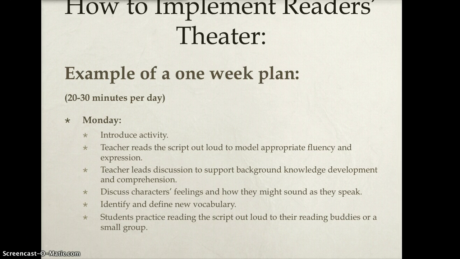The teacher can really add to that, though, by discussing how the characters are feeling and how they might sound as they speak based on those feelings. So you can see how we can really dive into comprehension and what the author is really trying to tell us about what's going on with this character. And then on Monday, the students can practice reading the script out loud to their reading buddies or a small group. And typically on a Monday, this might mean that the students are reading all of the parts. They're just practicing reading the whole script. You've already modeled it for them.